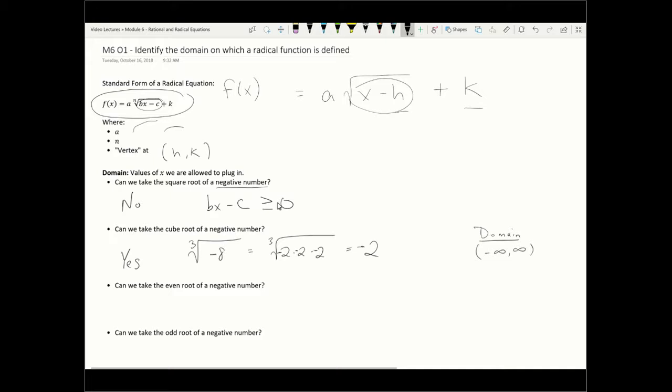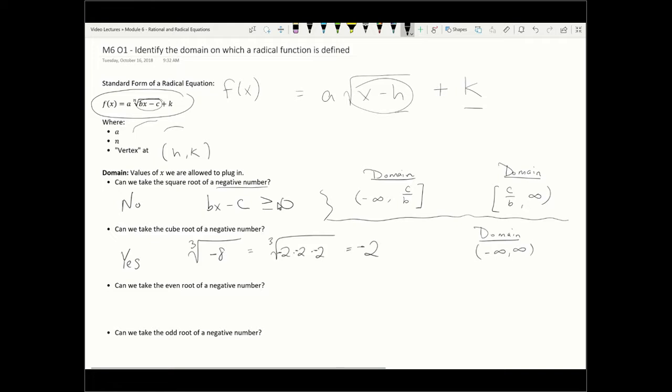Now, I didn't write out what the domain would be in this one because it could look one of 2 ways. It could be from negative infinity to solving that out, or it could start from c over b and go to infinity. And how we'd figure that out is just figuring out what this looks like.